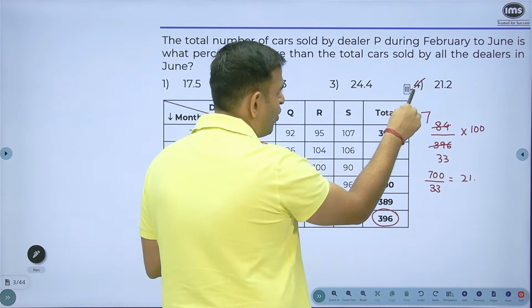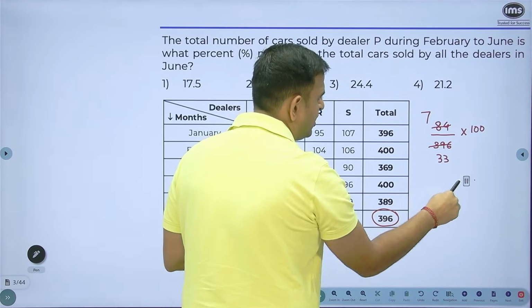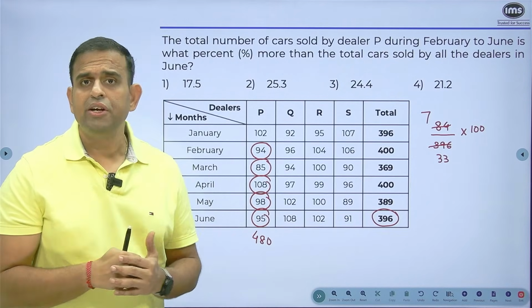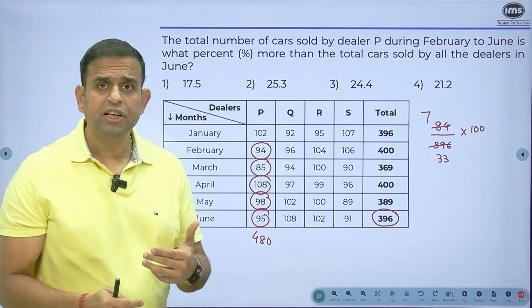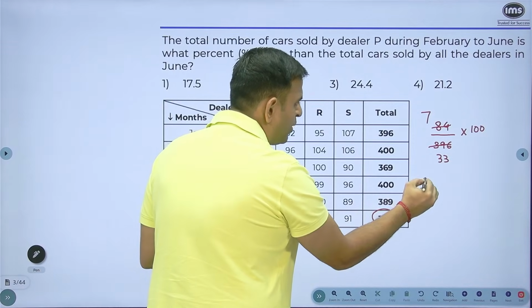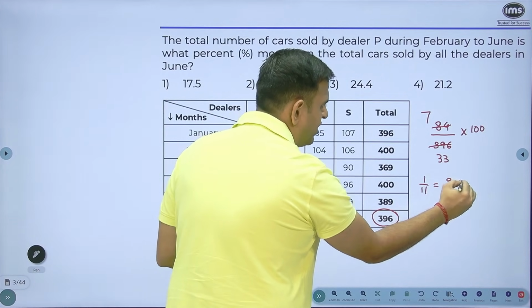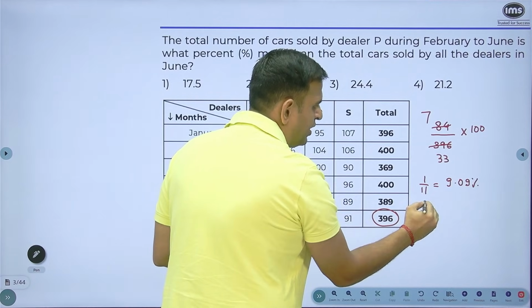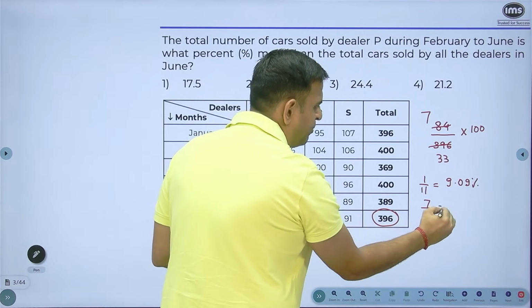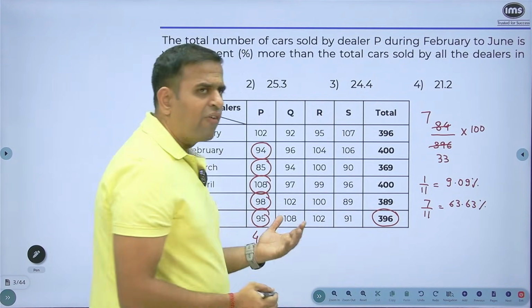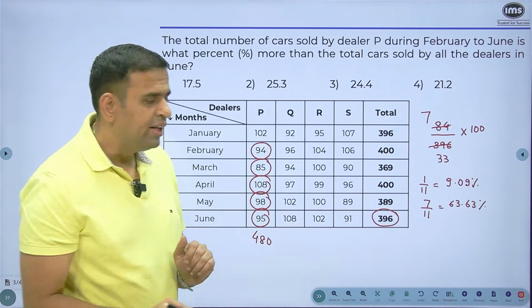If I show you some other alternative, let's say to evaluate the number 7 by 33, as I told you, knowing the reciprocal in terms of percentage is a very, very important skill set. So if I talk about 1 by 11 is a good number, which you can say is 9.09%. The number 7 by 11 will then be 63.63%.